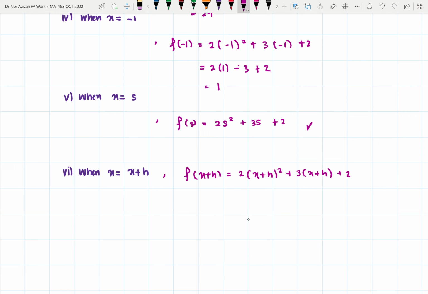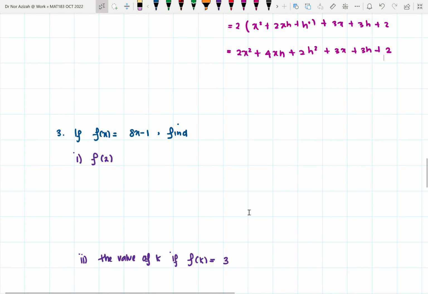You can simplify this, expand the bracket here, then you will get 2 times x squared plus 2xh plus h squared, plus 3x plus 3h plus 2. Simplify this, you will get 2x squared plus 4xh plus 2h squared plus 3x plus 3h plus 2. That is when x equals x plus h.